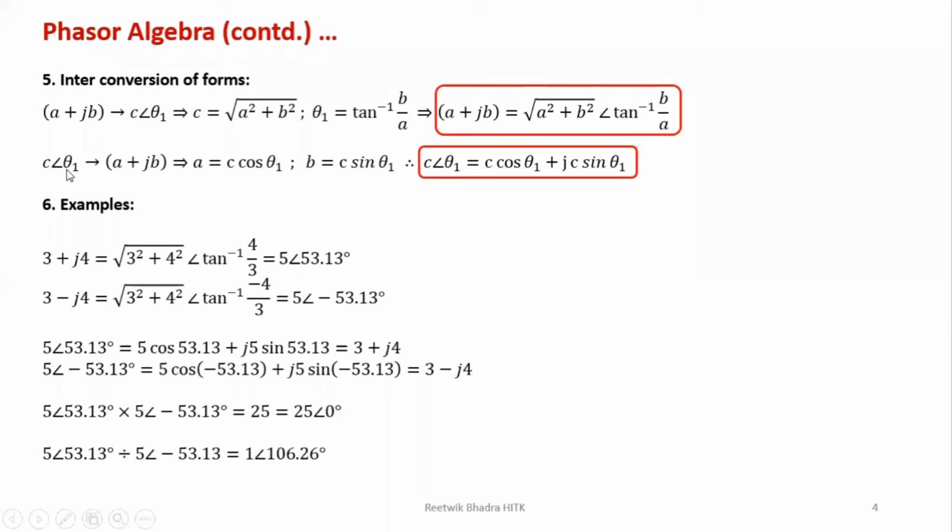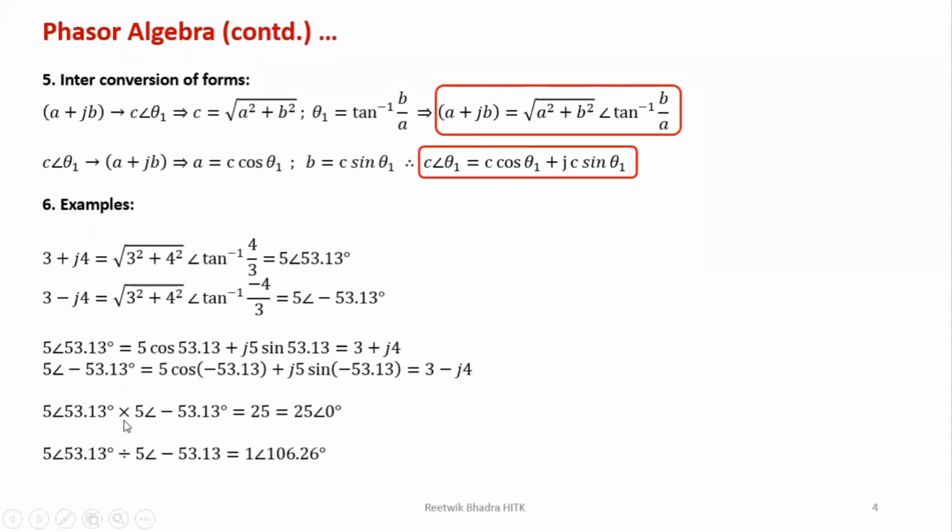Next, if you have the angle form and want to get 3 plus j4, you write the first term as C cos theta 1, that means 5 cos 53.13 plus j 5 sin 53.13. If you do this in the calculator, you will get 3 plus j4. And if it is minus, take care of the minus sign. I have used minus in cos and minus in sine, and you will get this one.